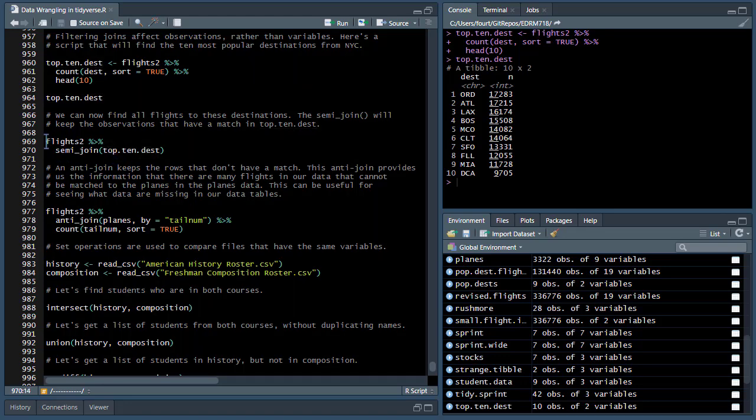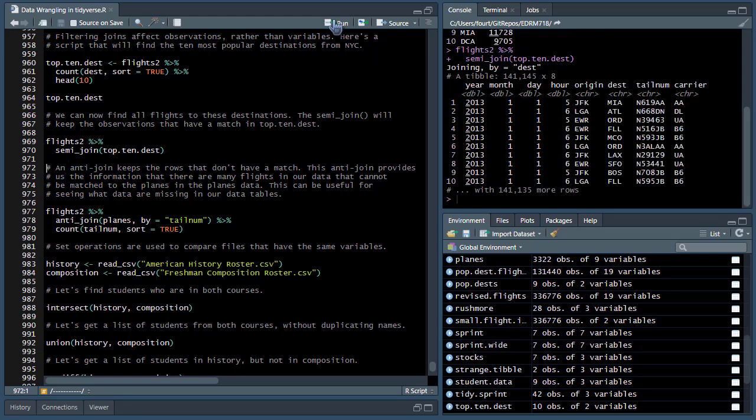So let's go ahead and run this with a semi-join. And you see what we have is we only have destinations that are among the top 10, which still gave us in the year 2013 141,145 flights, but all of those flights are to only 10 destinations that appear in the data.